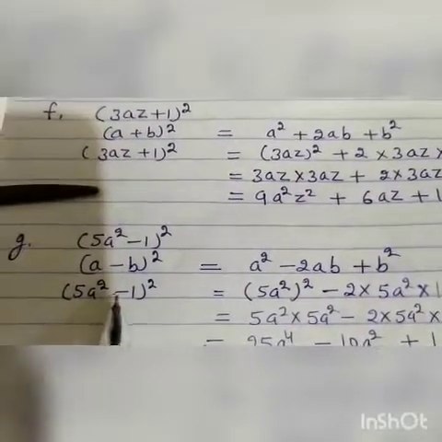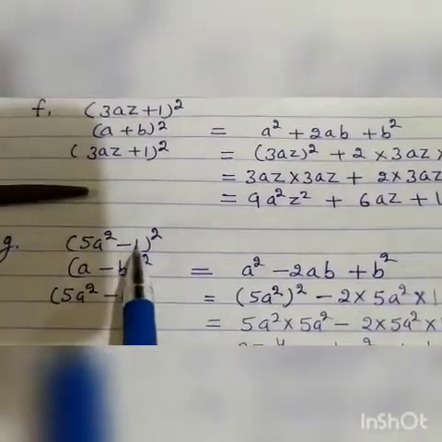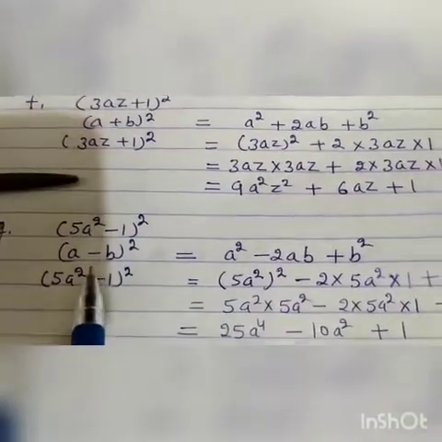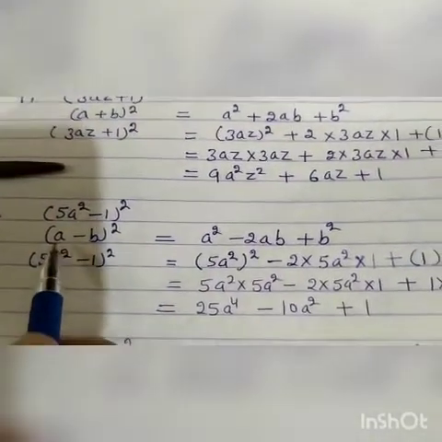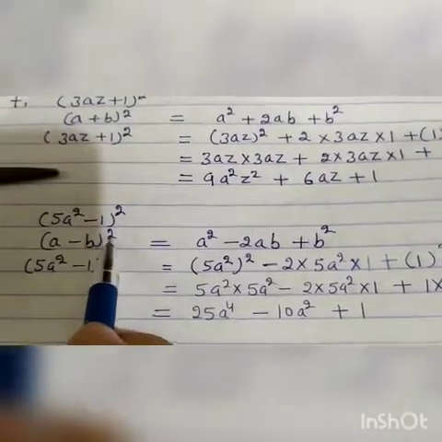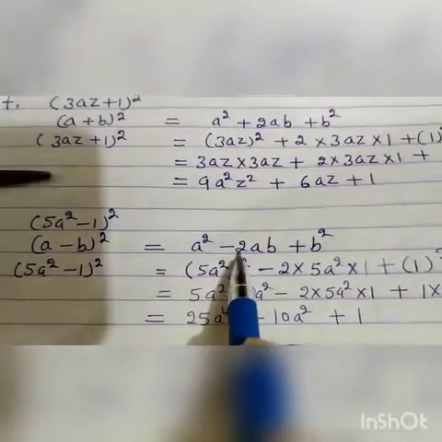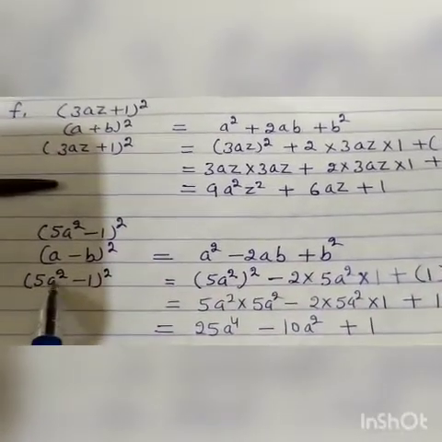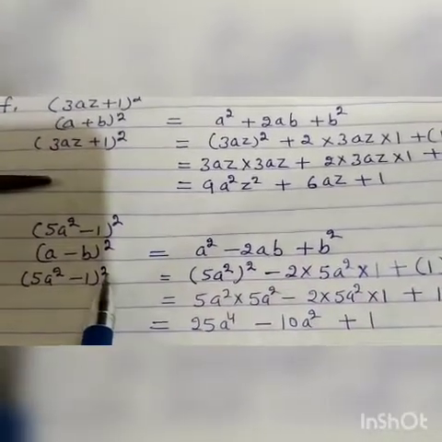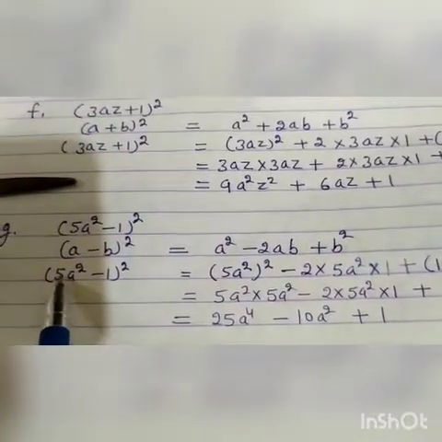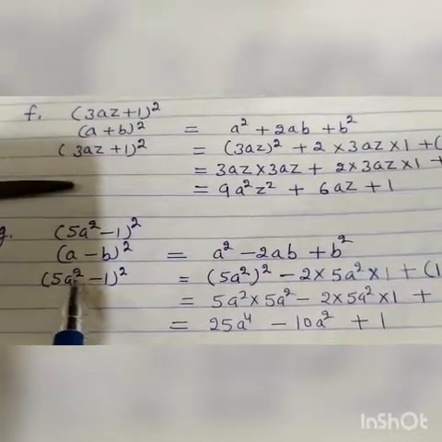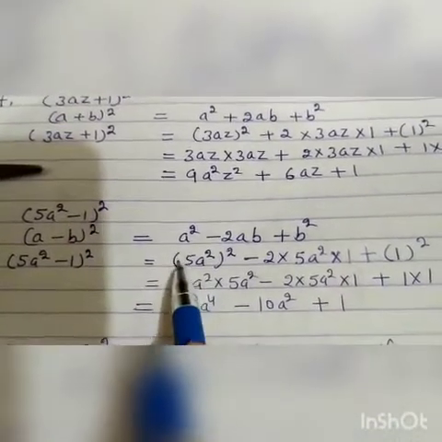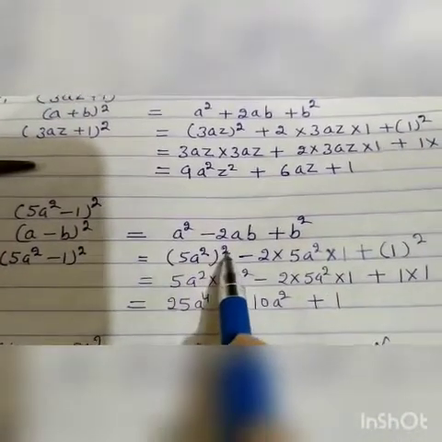Next part G, (5a square minus 1) whole square. Here the sign is minus, so we will use the second identity with negative sign. (a minus b) whole square is equal to a square minus 2ab plus b square. (5a square minus 1) whole square. Now what is the first term? First term is 5a square. And what is the second term? Second term is 1. So we will write (5a square) whole square.